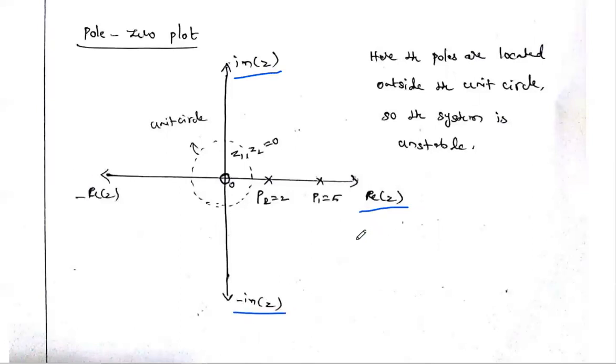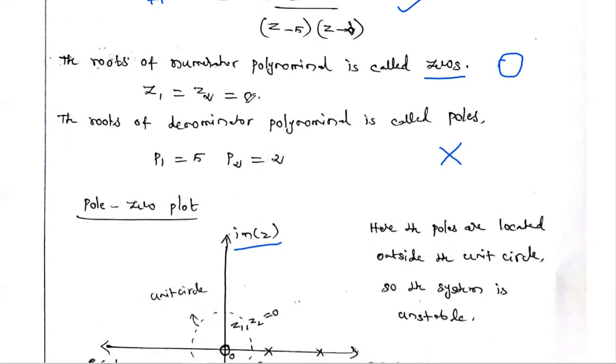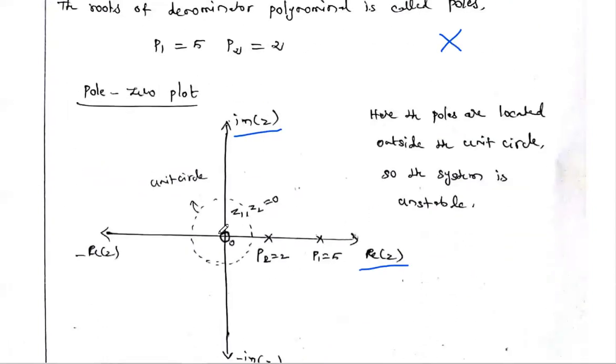Then the poles. Usually the poles are marked in the diagram by a cross symbol. The zeros are marked by a small circle. So here you see the zeros. How many zeros? 2 zeros. What is the location? At the origin only, 0. So that's why we have to mark here. This is the zero location.